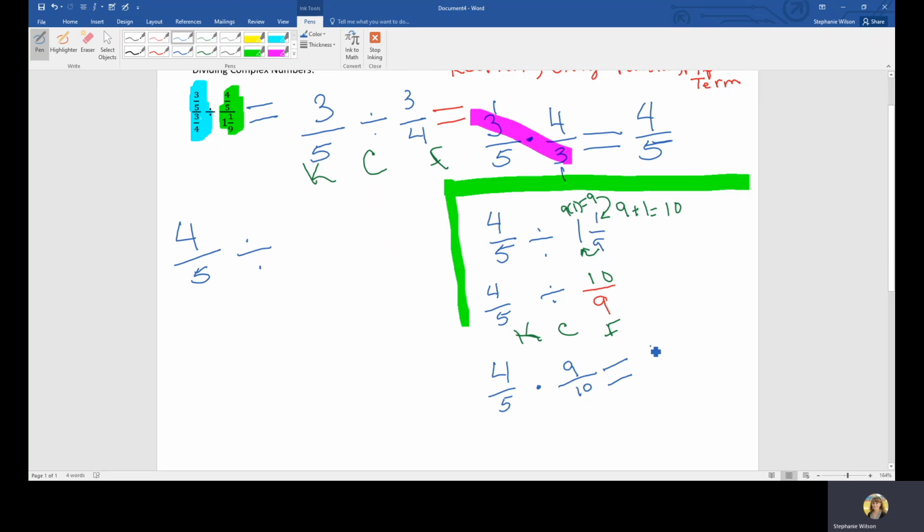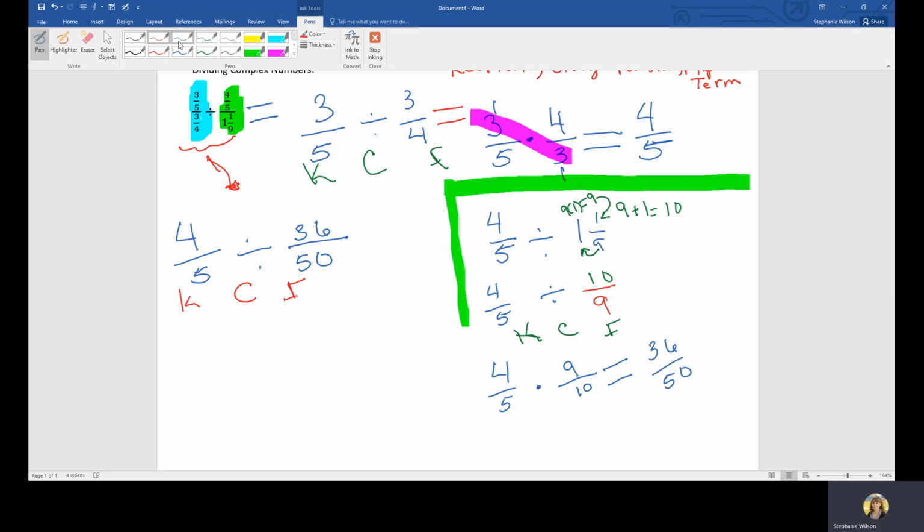So 4 times 9 is 36, 5 times 10 is 50, and we're going to come over here and write 36 over 50. So here is our new, now it's all cleaned up, guys. Looky here. We got it cleaned up. This here is this down here. Just all cleaned up, guys. So yay. So we're going to apply the rules.